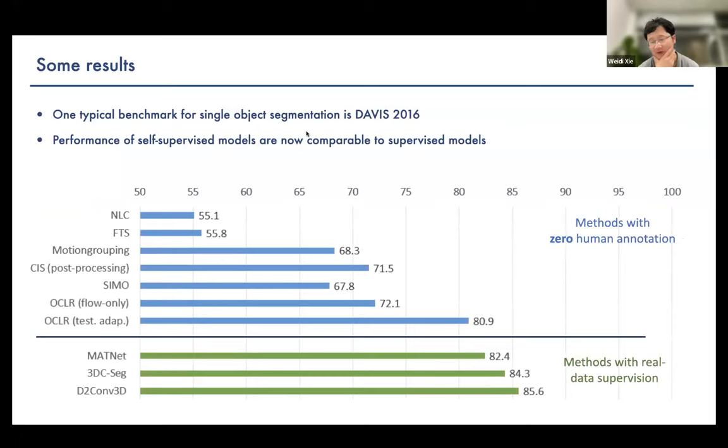And this is some of the results. I didn't put all of the results because it's going to be too long. I put some just to show you the progress in this community. As you can see, these are the results on Davis 2016. On the real data, supervised learning methods achieve like 85.6. And actually, without using any manual annotation, the method is now getting over 80. So it's very close to the real data supervised ones.